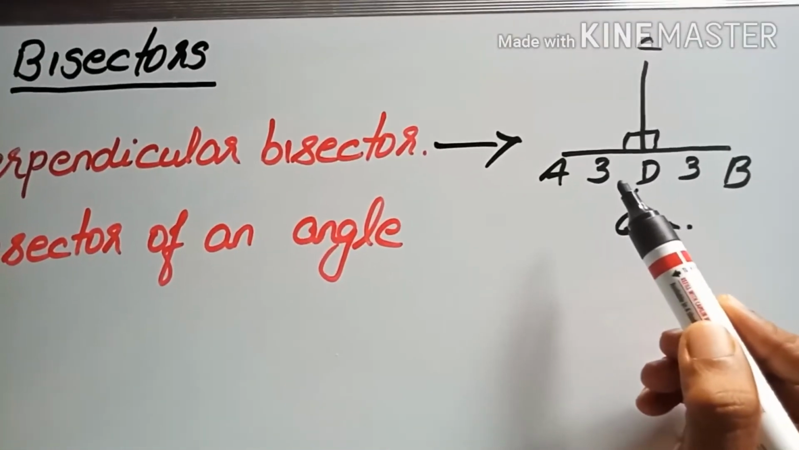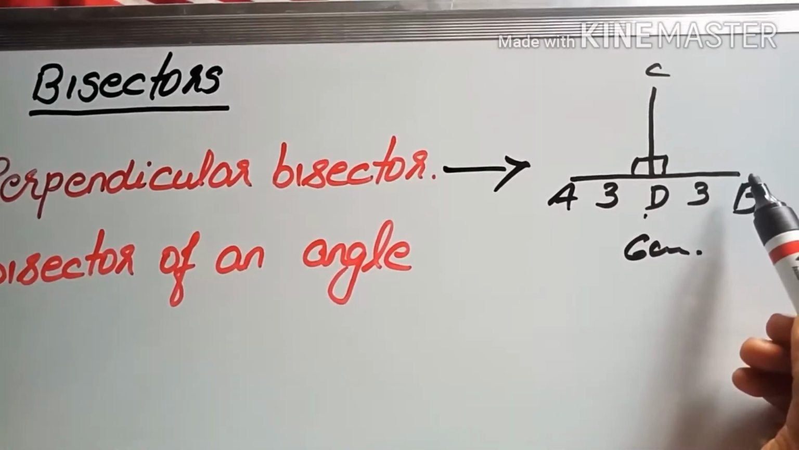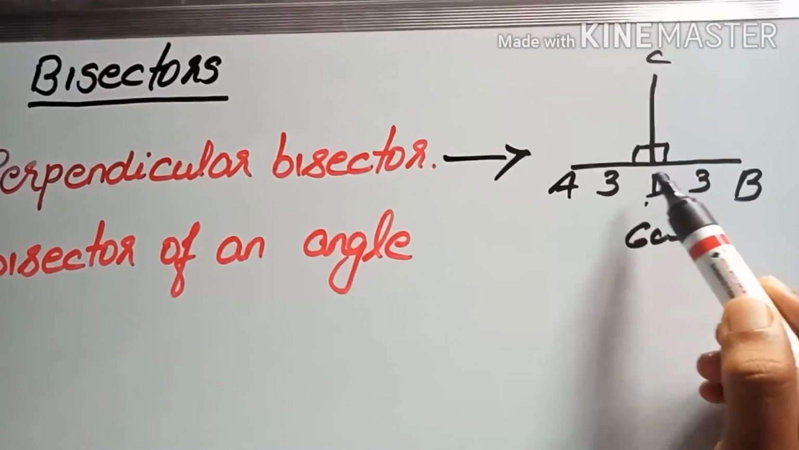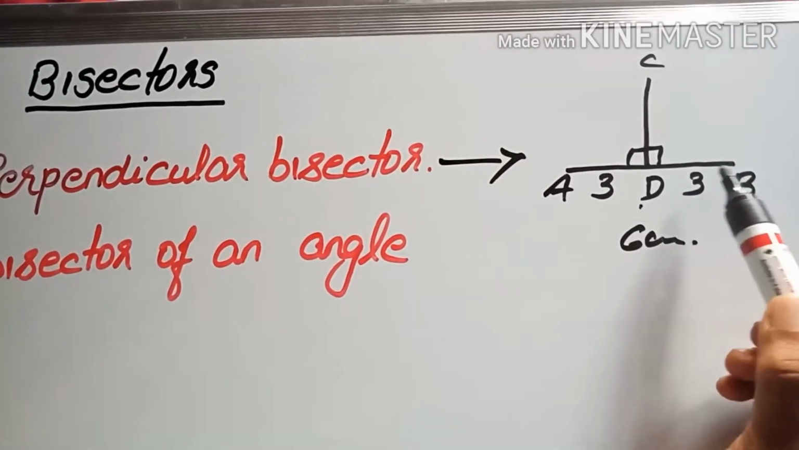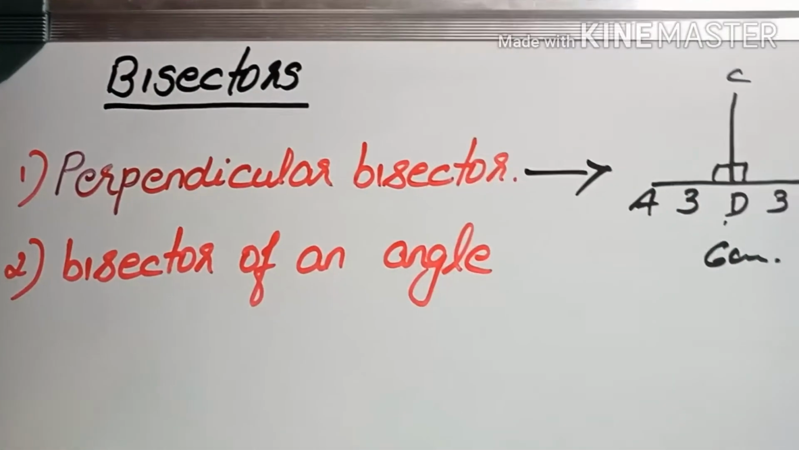So perpendicular bisector means a line which divides another line into two equal halves. Okay, a perpendicular line which divides another line into two equal halves is known as perpendicular bisector.